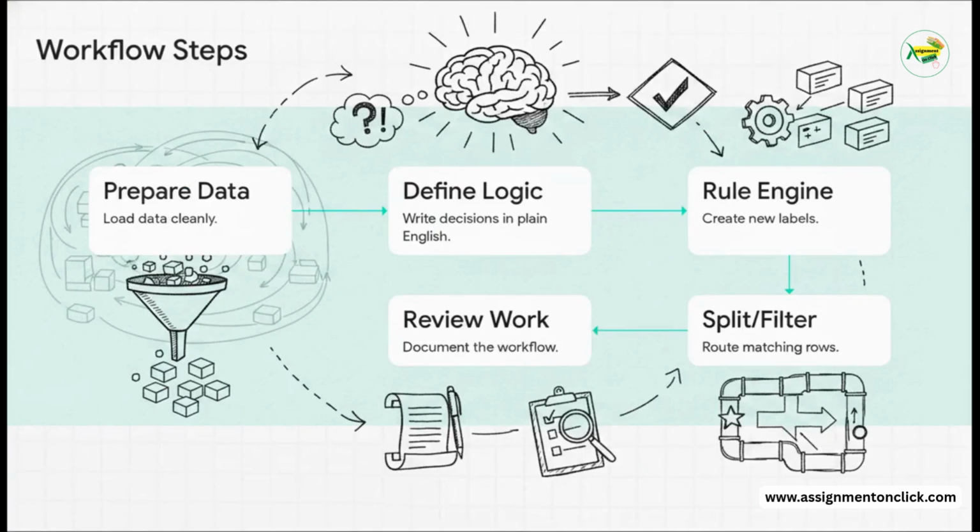Here are the 5 chronological steps to build a bulletproof workflow. Step 1, you've got to prepare and load your data cleanly. Step 2, and please don't skip this, define your logic in plain English before you even think about touching any nodes. Figure out exactly what decision you're trying to make. Step 3 is bringing in our rule engine to assign those new labels. Step 4 is splitting or filtering those rows so they go to the right teams. And step 5 is reviewing and documenting what you just did. Remember, a truly great workflow always starts with clean data and plain English.